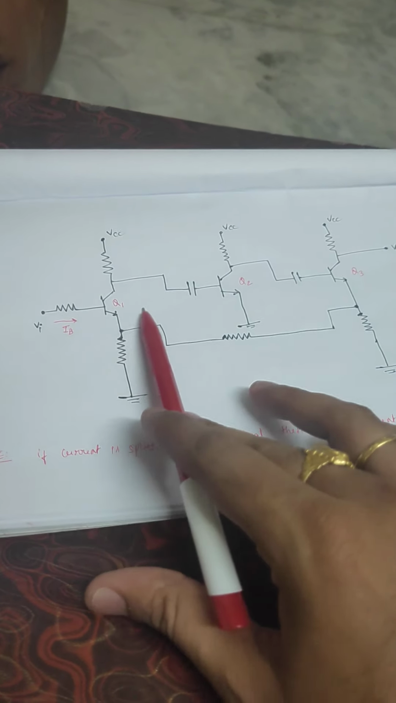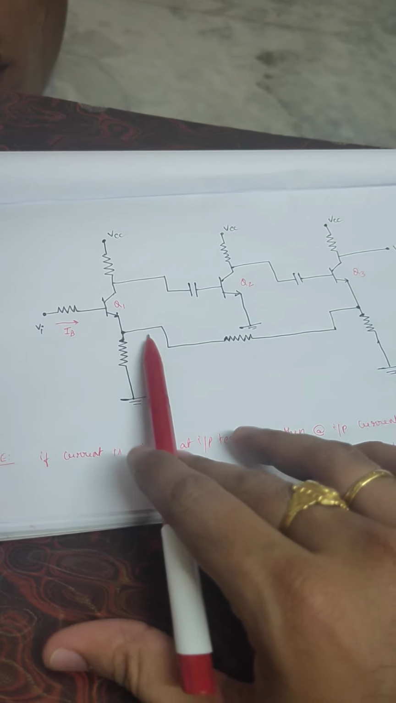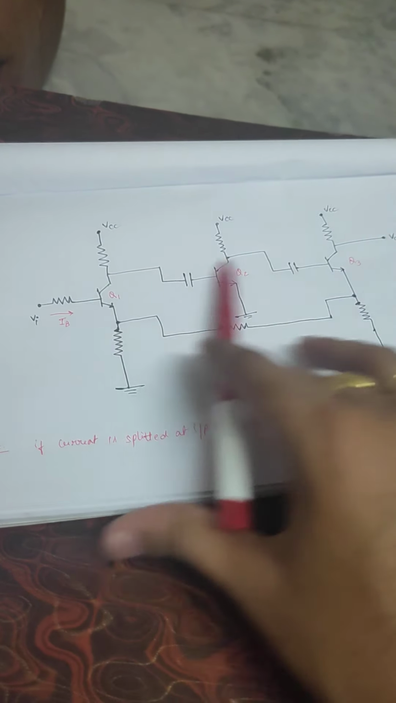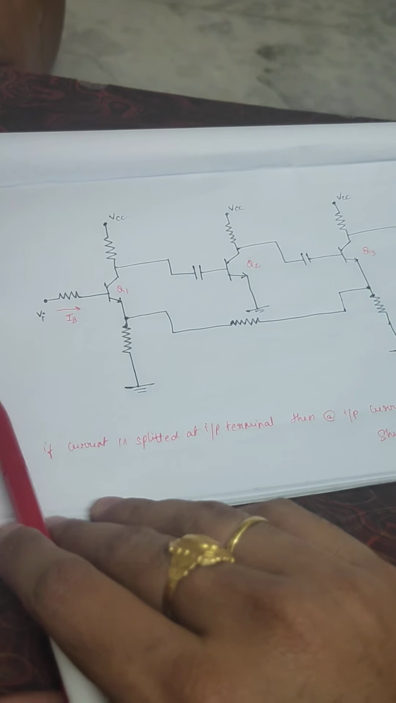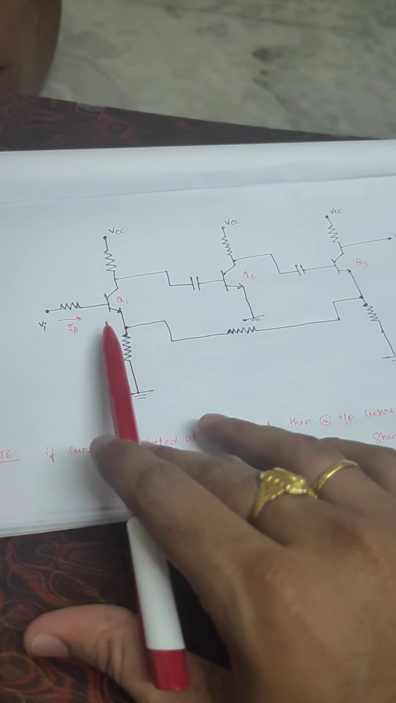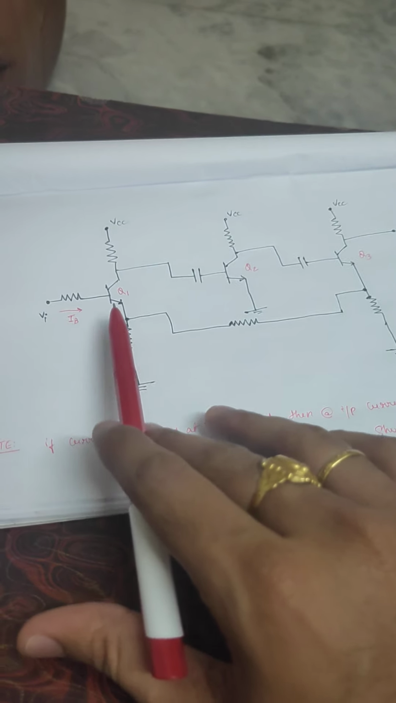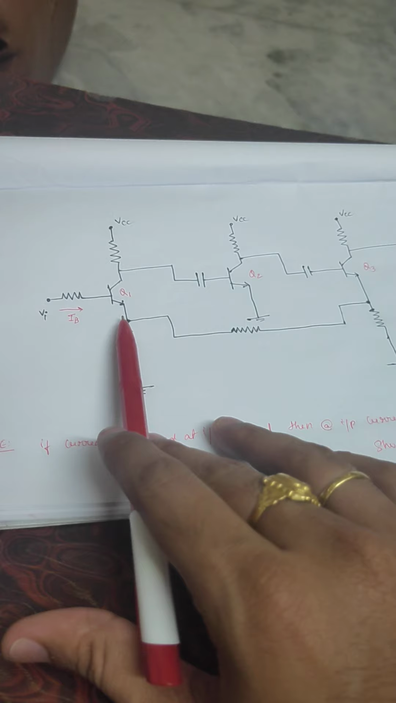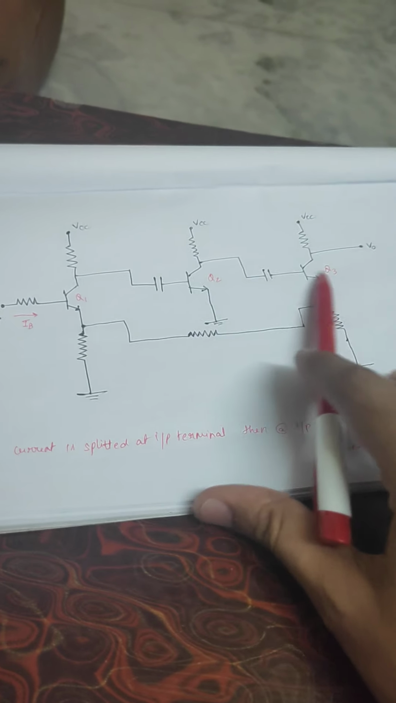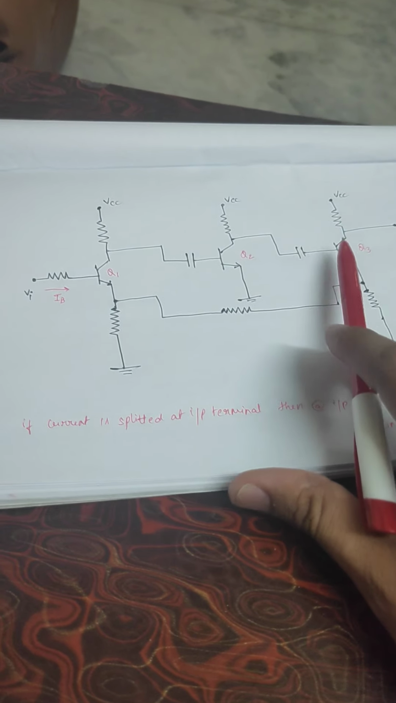So you have to identify which category of feedback amplifier this transistor network or circuit belongs to. First of all, we have to identify what type of mixing and what type of shunting is done here. What type of mixing is done at the input terminal and what type of sampling is done from the output terminal has to be identified first.